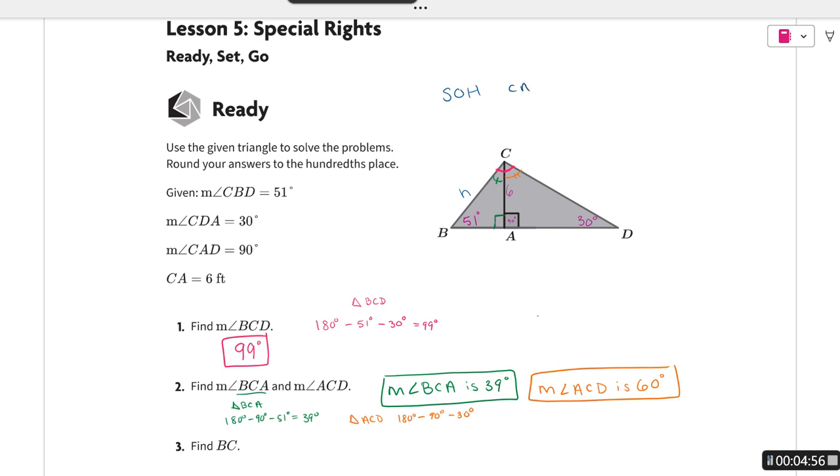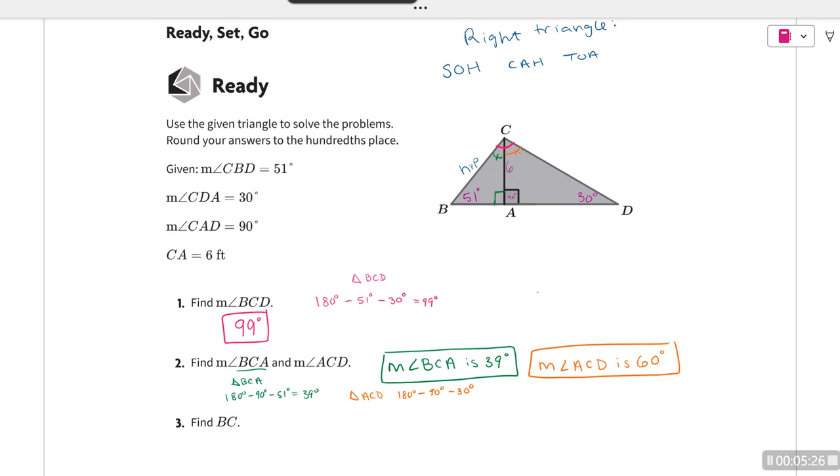SOHCAHTOA. To find BC, I'm going to call that H for hypotenuse. I know all the angles in that triangle, but let's use angle B since it's nicely and clearly labeled there. Remember, I can use SOHCAHTOA in a right triangle, but only in a right triangle. If it's not a right triangle, we do have other types of trig formulas we can use. So we're in a right triangle.